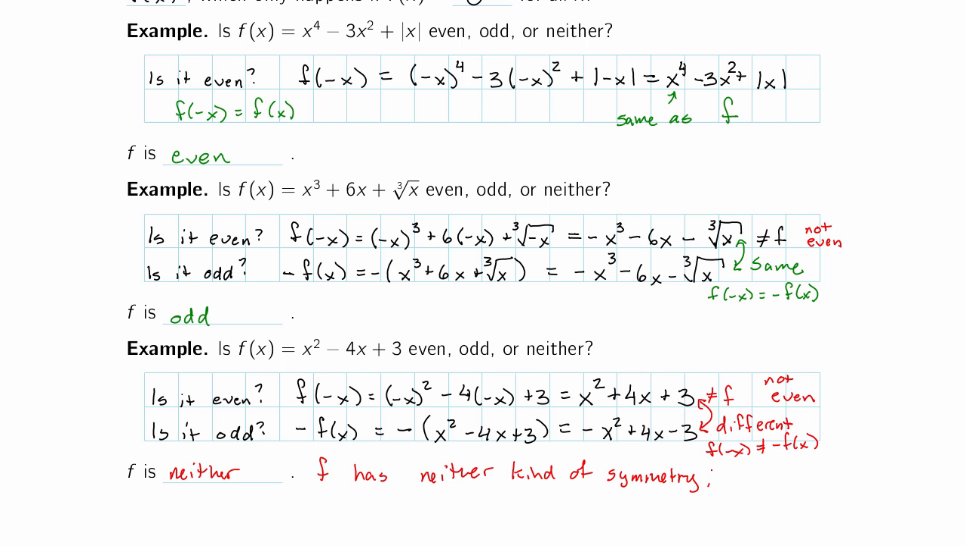So to see if it's even, just find f of negative x, see if that changes anything. To see if it's odd, find f of negative x, find the opposite of f of x, see if those are the same. And then if neither one of those works, it's neither even nor odd.